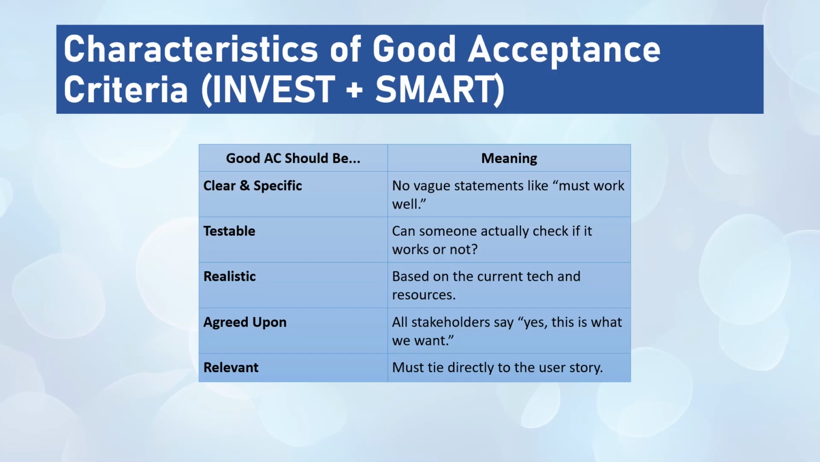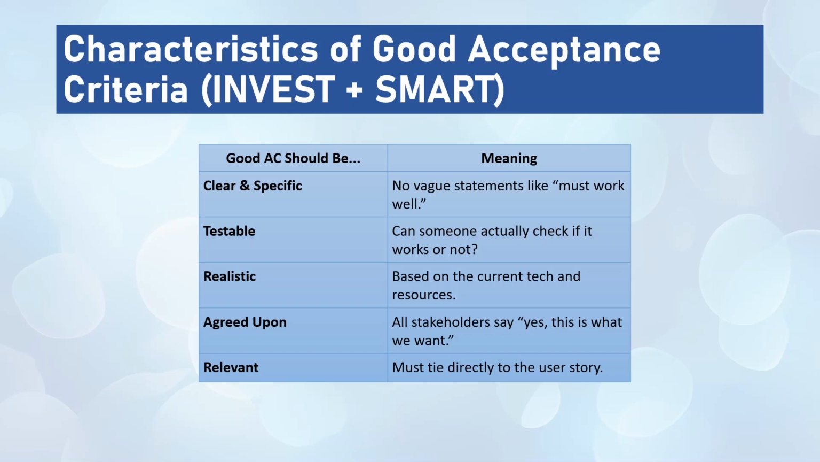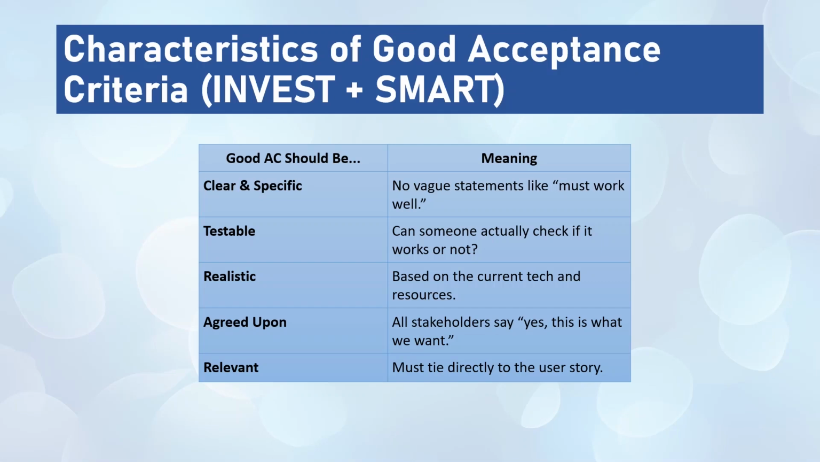Good acceptance criteria should be testable. Is it possible to check if it works well or not? So that means it must be testable. Can someone actually check if it works well or not? It must be realistic. It must be based on currently available tech and resources. It shouldn't be based on something that you're going to need to break the bank to accomplish, or something that cannot be realistically accomplished in the immediate future.